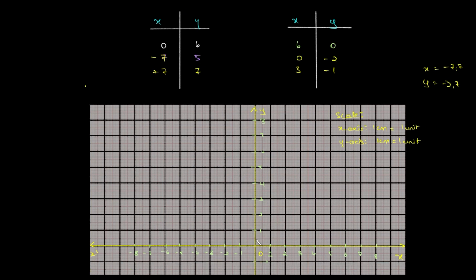We have 0, that is we are on the y-axis, and 6, that is upper. Then we have minus 7 and 5. 5 is over here. Plus 7, okay, and we're looking at 7 itself. So all we have to do now is join. So we have this to be our equation 1.